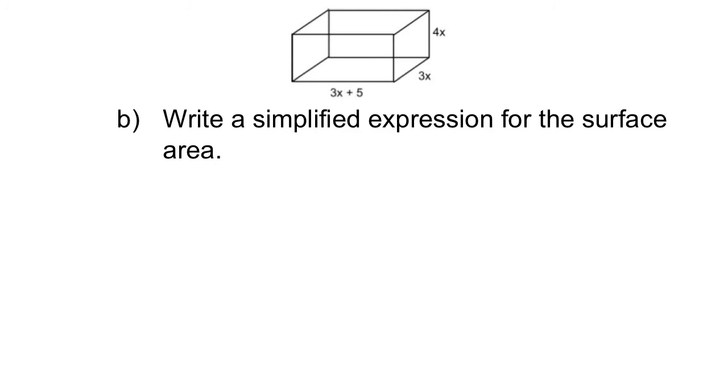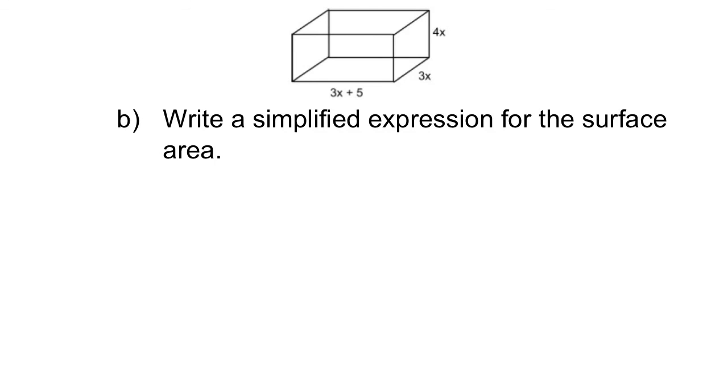And now we're looking at the same rectangular prism, but now we're going to write a simplified expression for the surface area instead of the volume. So remember what surface area is. Surface area is the total area of all the surfaces. So each face, there's 6 faces on this rectangular prism. We have to add up the area of each face to get the total surface area.